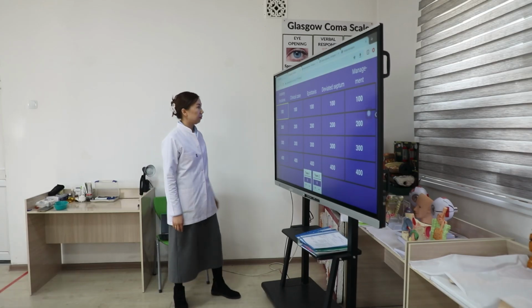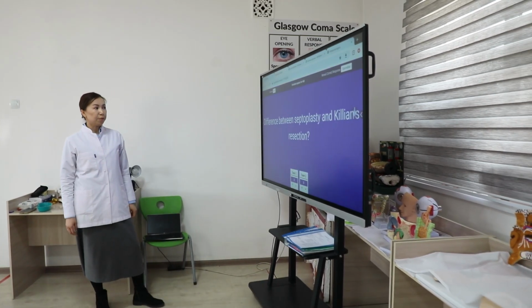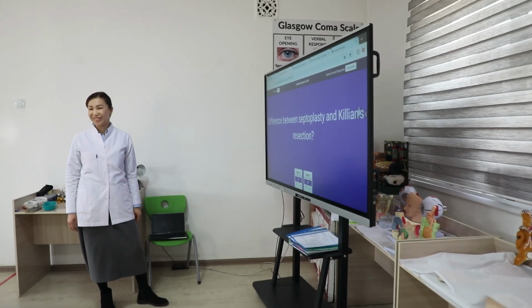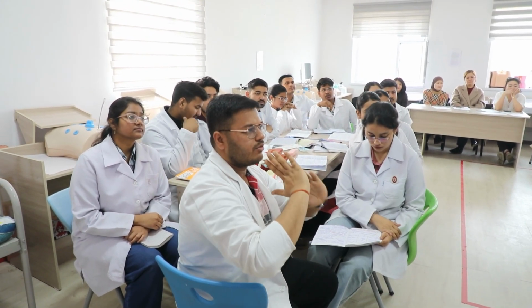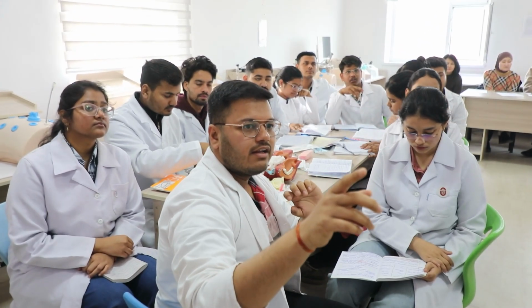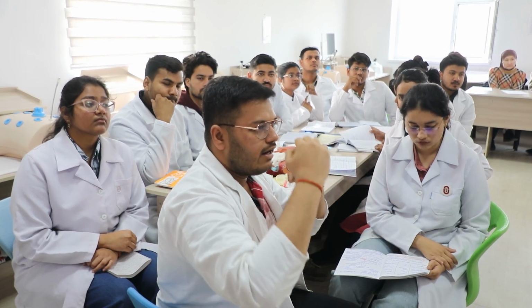Ma'am, deviated septum 400. Deviated septum. Difference between septoplasty and submucous resection. We have already discussed it. In septoplasty, first of all we have to put a mucosal lining and remove the deviated portion which has grown, and in SMR, submucous resection, we have to remove the cartilage, the left anterior and superior region cartilage. Okay.